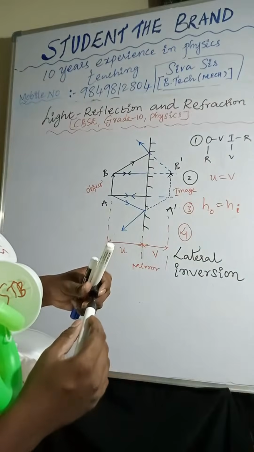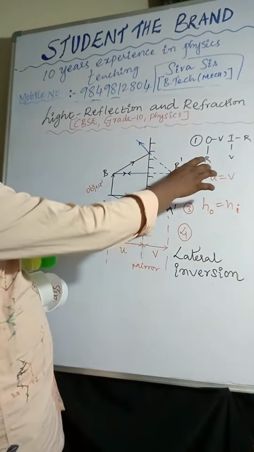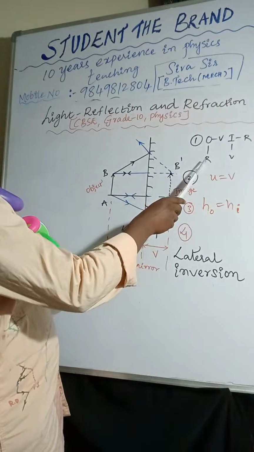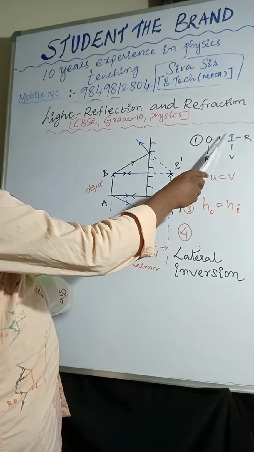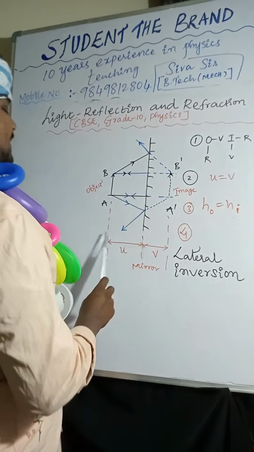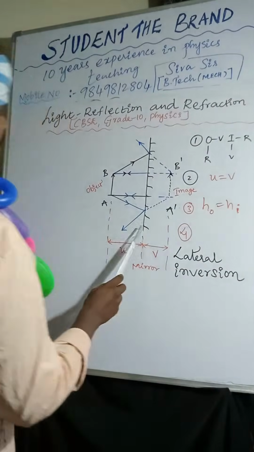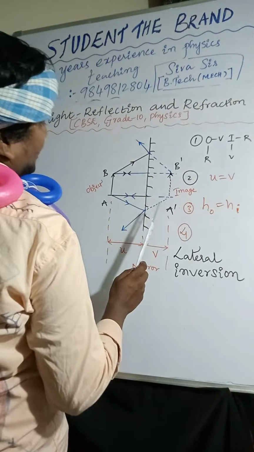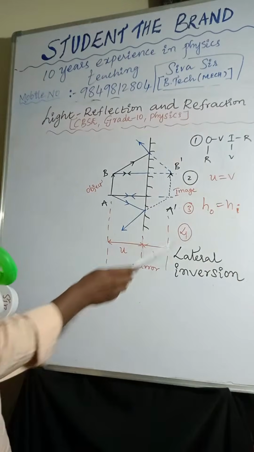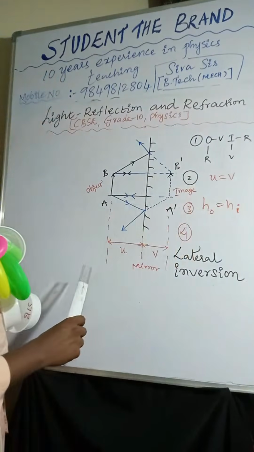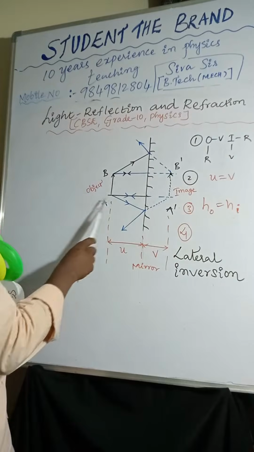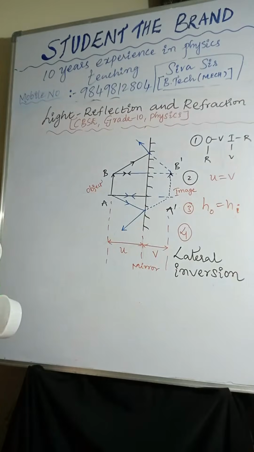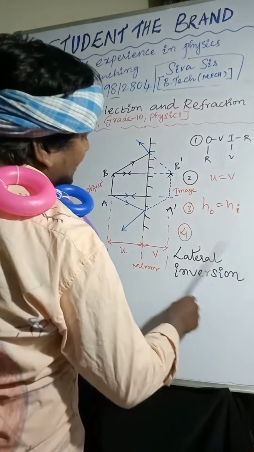Okay, so to recap: the object is real, the image is virtual; the object is virtual, the image is real. The distance between object and mirror is called object distance. The distance between mirror and image is called image distance. Object distance is equal to image distance. Height of the object is equal to height of the image. It also shows lateral inversion.